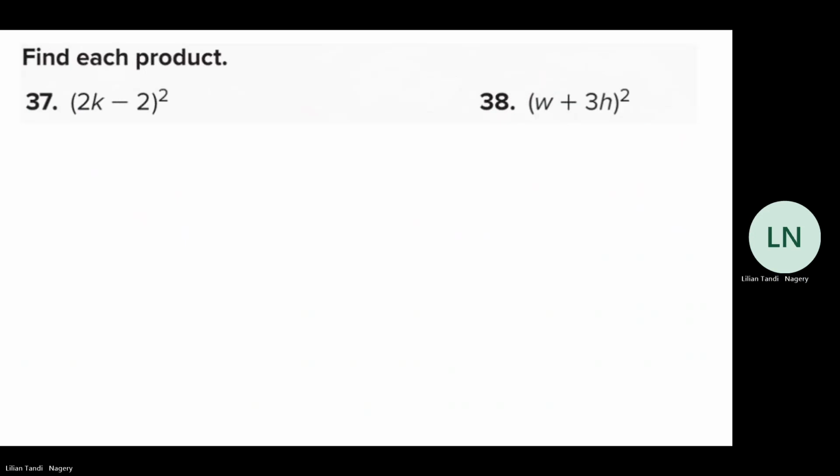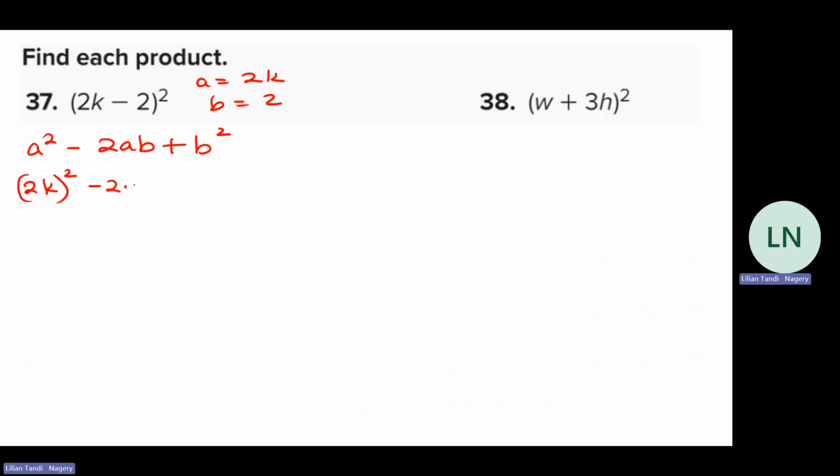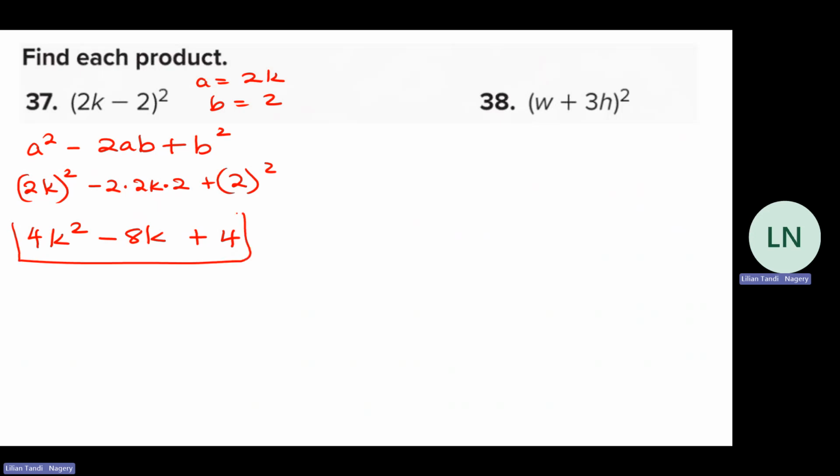Okay. This one is also A squared minus 2ab plus b squared. 2k squared, because A is 2k and B is 2. Negative 2 times 2k times 2 plus 2 squared. So this is 4k squared minus 8k plus 4. And box your answer.